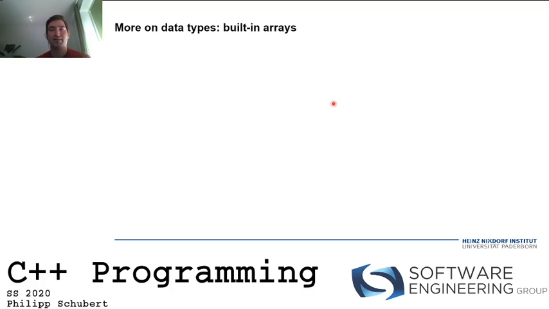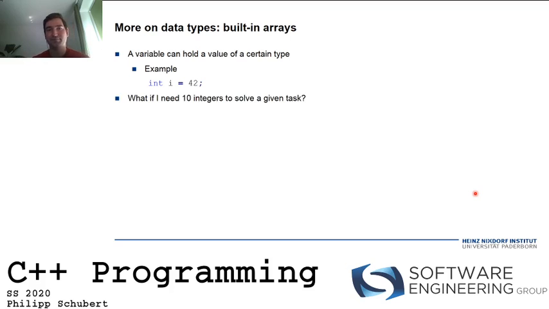Alright, so more on data types. Built-in arrays. So what is an array and why do we need arrays? As you already know, a variable can hold a value of a certain type. For instance, last lecture we had some integer variables which can hold some integer values. Here's an example. You can have an integer variable by the name of i and you initialize that integer to the value of 42.